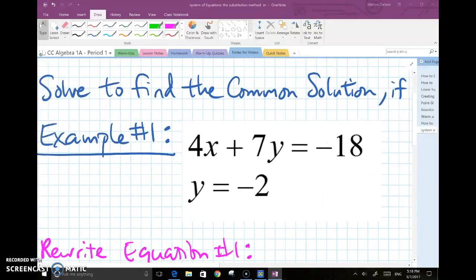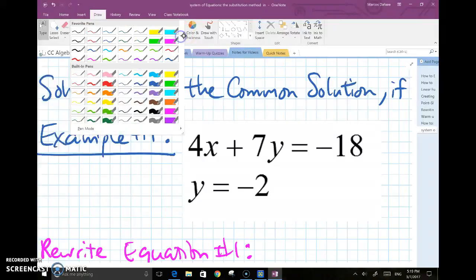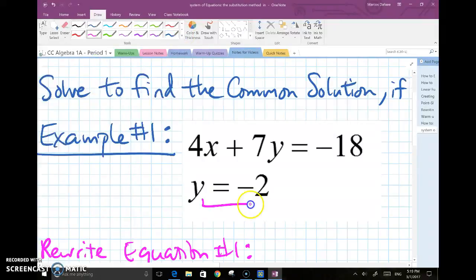Now in example one, to use the substitution method, remember that substitution means replacing one thing with another. So you want to look at both of your equations and decide which one would be more convenient to substitute, or plug into another one. And in this case, it's very clear, if you look closely, that y is -2. And because it's -2, what that means is that this -2 can go into that y in the other equation.